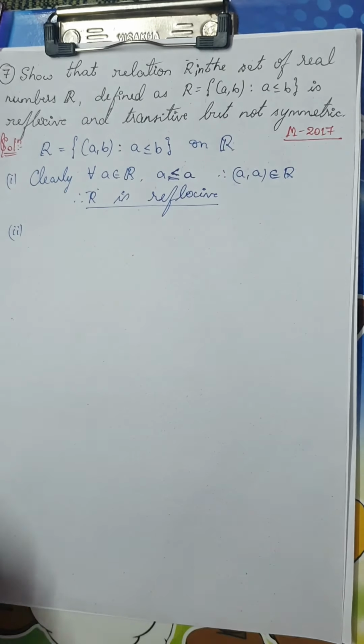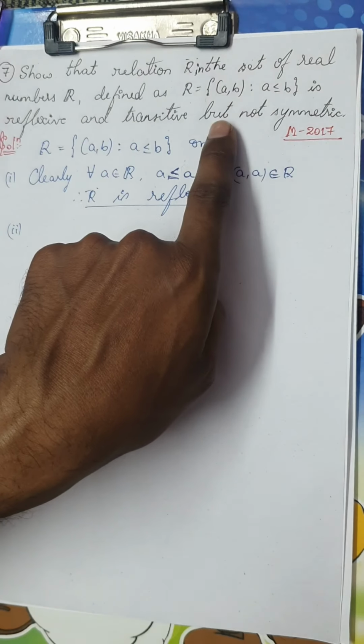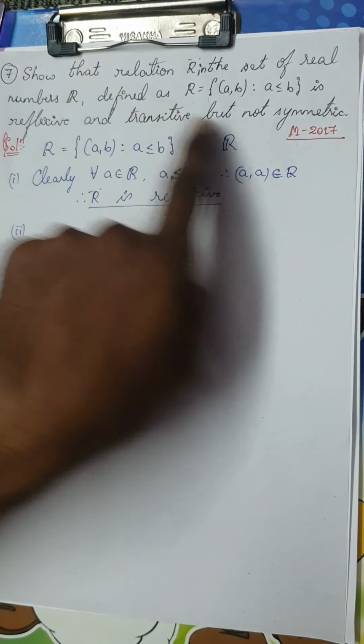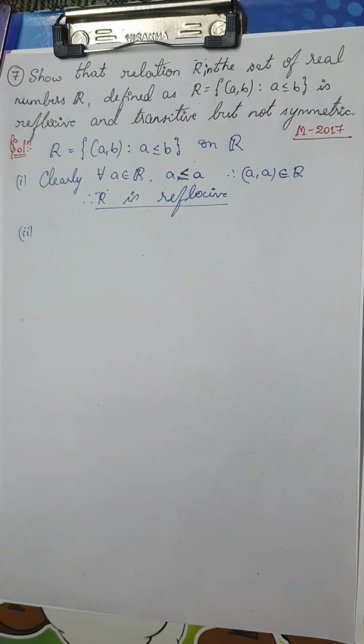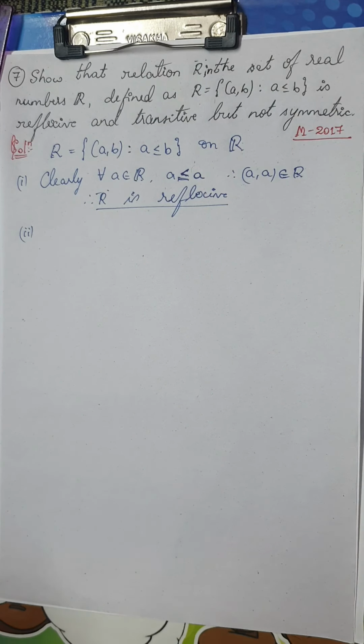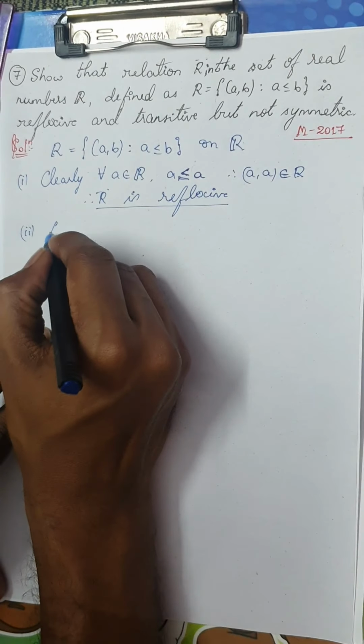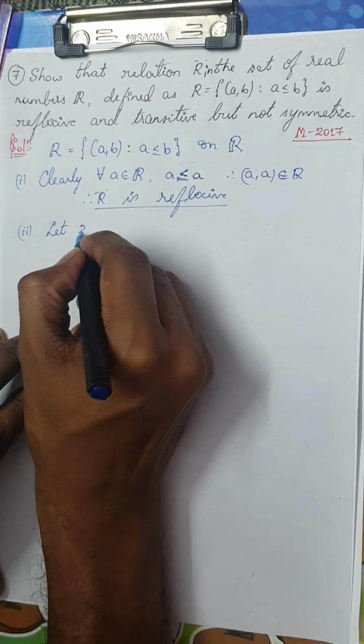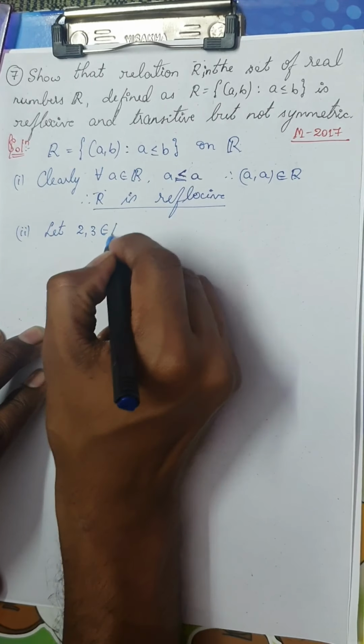Good. So second one is symmetric. Please be careful. He's asking you to show it is not symmetric. Because I have to show it is not symmetric, I will take a simple example. Now let me take (2, 3) which belongs to real numbers.